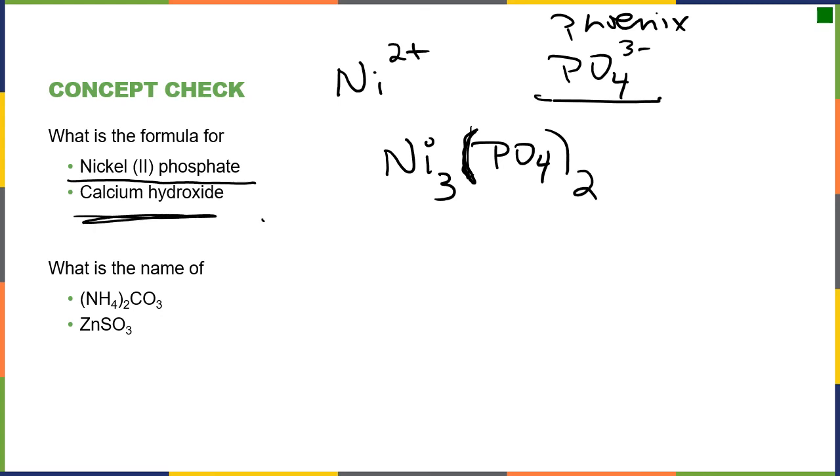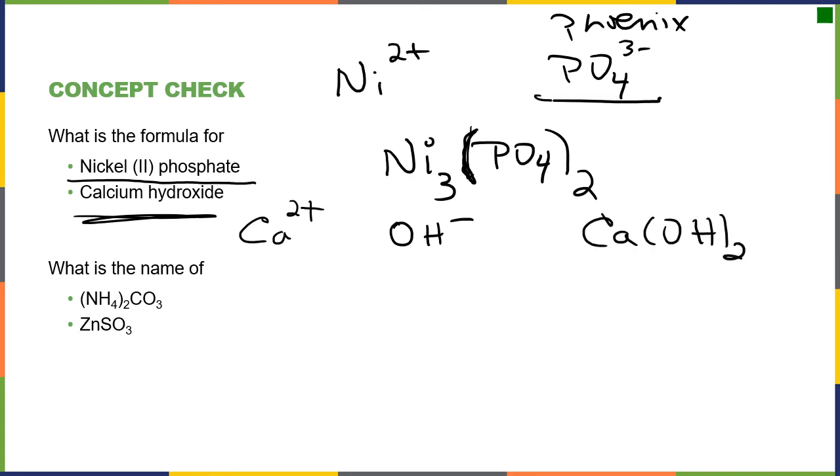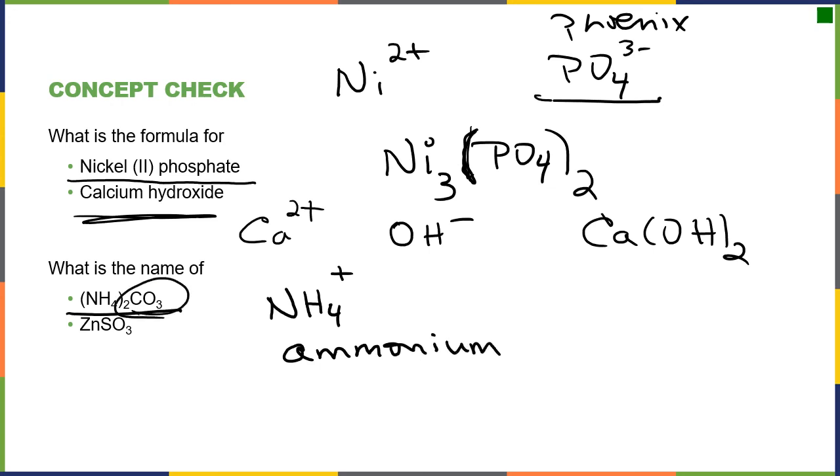So if we go to calcium hydroxide, calcium is in group 2. Hydroxide we've memorized as OH minus. Because this is minus 1 and that's 2, we need 2 hydroxide, and that's Ca(OH)2. Right here, NH4. NH4 is one of our polyatomic cations. We know it's a plus 1 charge, and that is ammonium. CO3 2 minus, we know this from Nick the Camel, is carbonate.